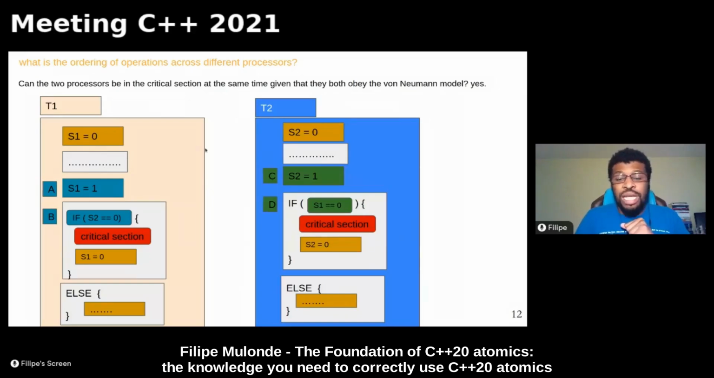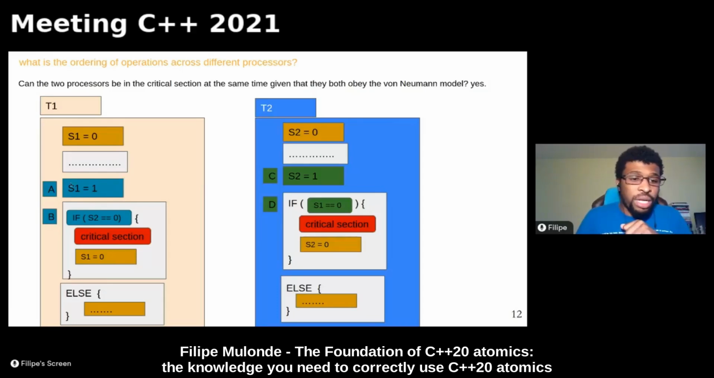So here we have two threads, and both of the threads have global variables that are used as flags to communicate to other threads when the thread is in the critical section or not. And here we also have some letters A, B, C, and D that I just use to indicate instructions. So when I say instruction A, I mean the global variable S1 being set to 1.